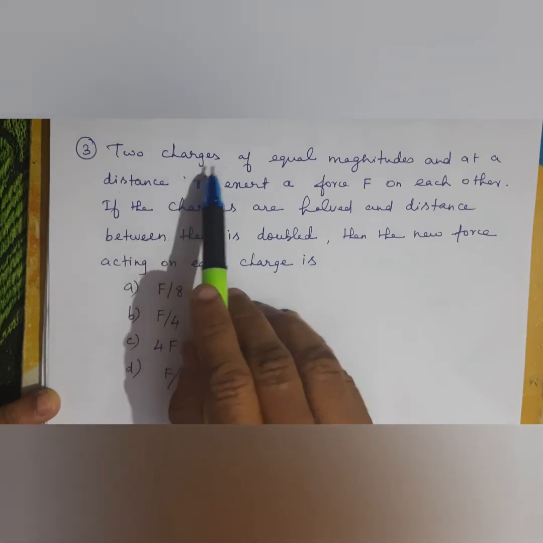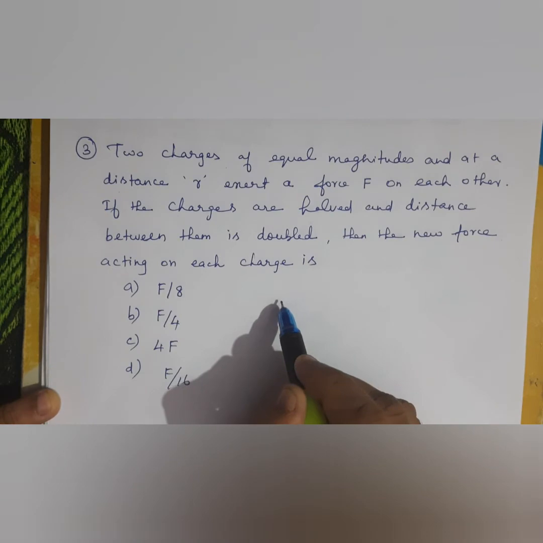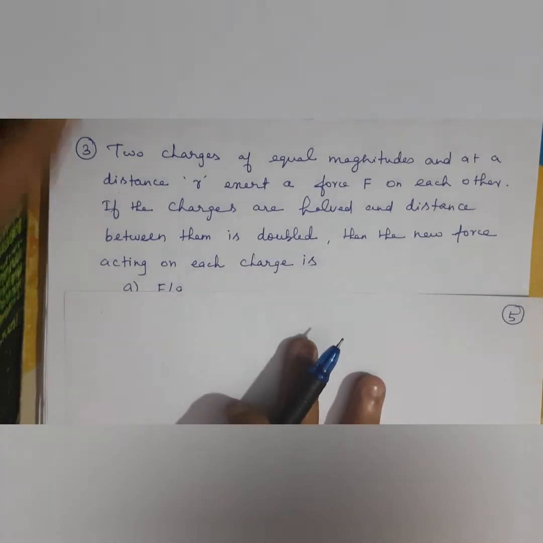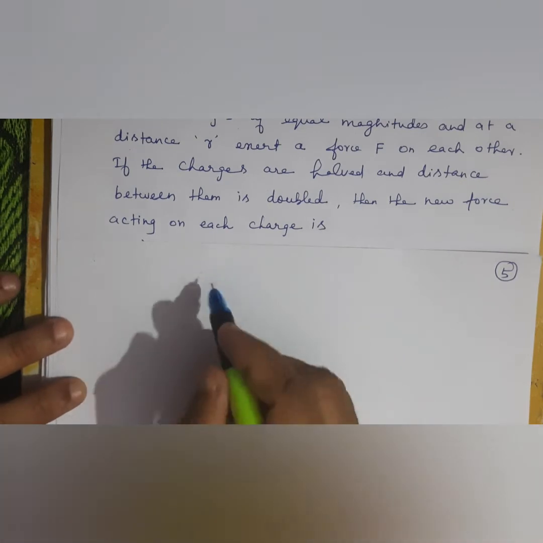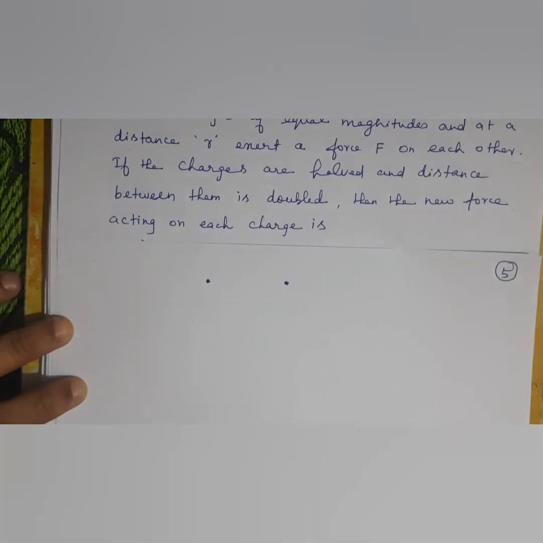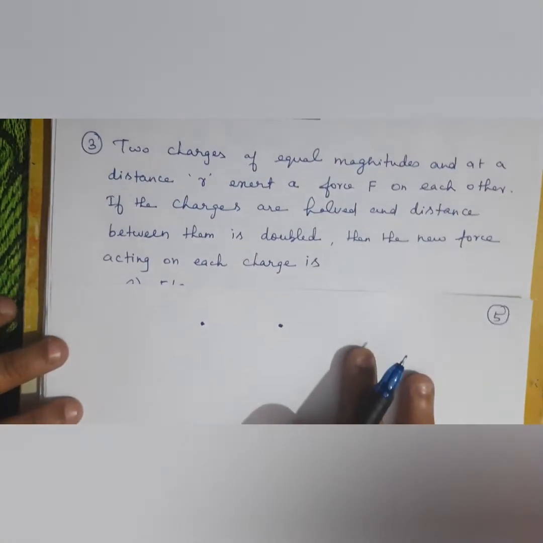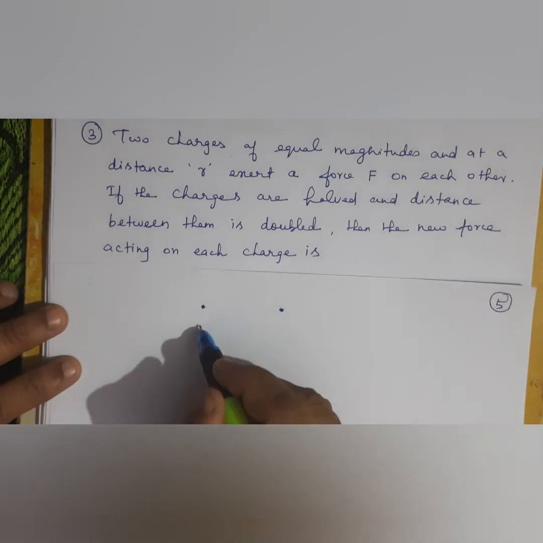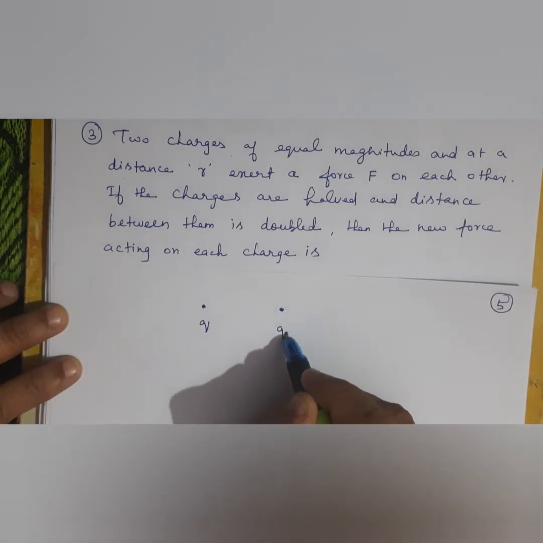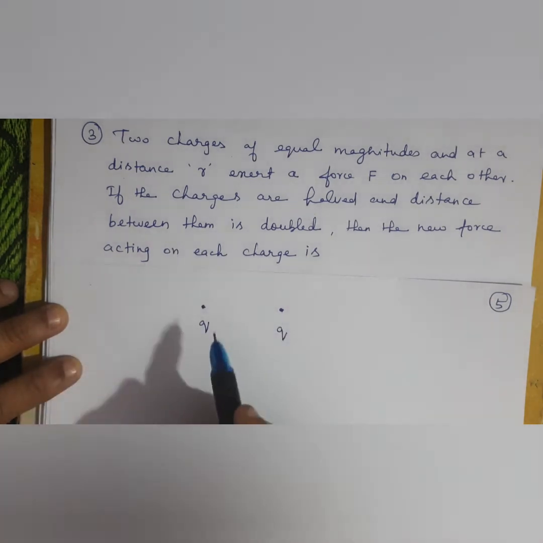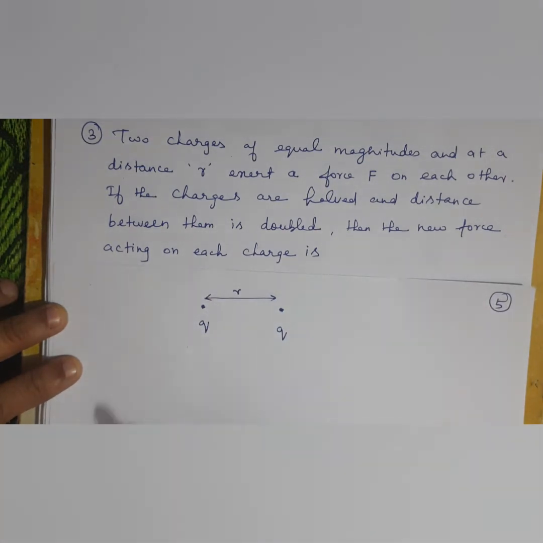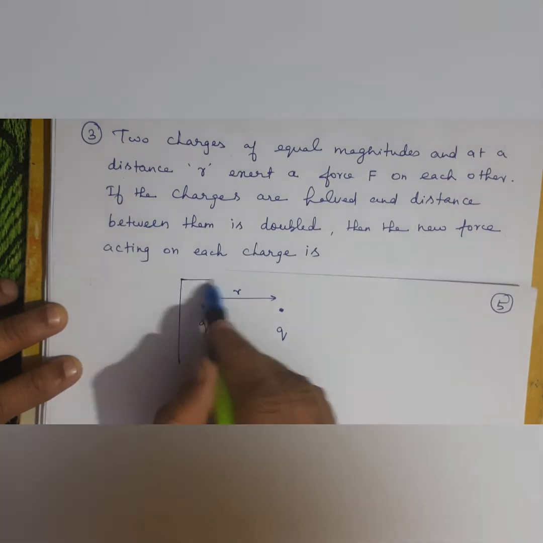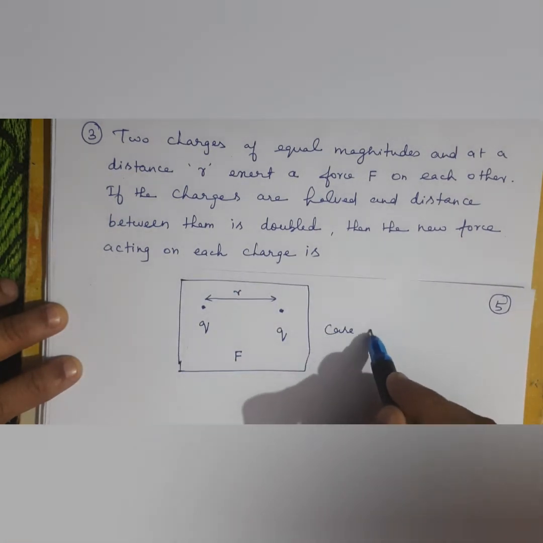All of you listened to it. Two charges, you consider two charges of equal magnitude, let me consider as Q and Q. That is equal magnitude and at a distance R. The distance between the two charges is R. They exert a force capital F on each other. So this one is case number 1. You put that as case number 1.